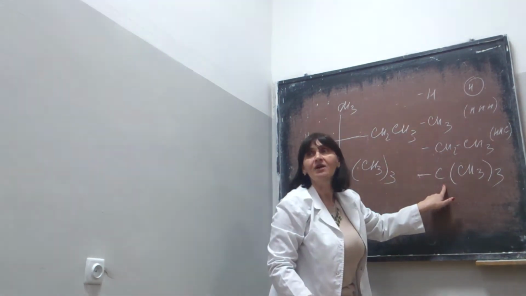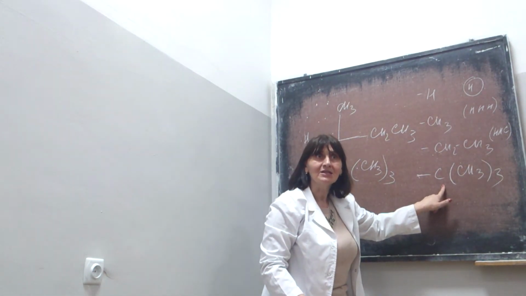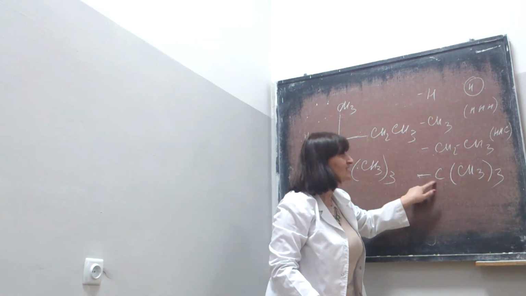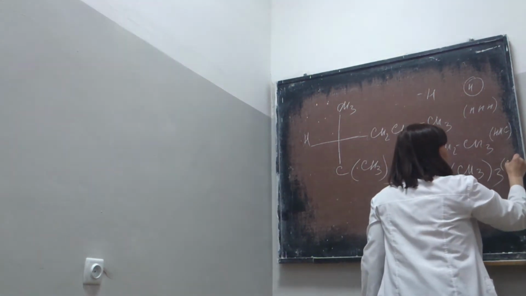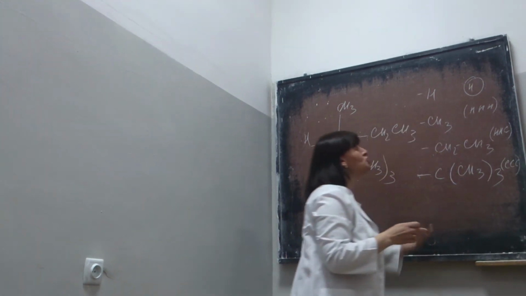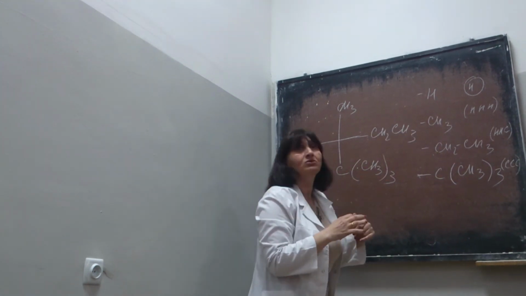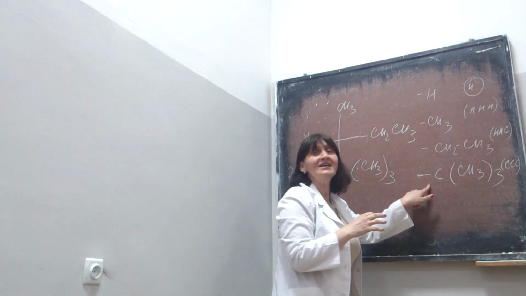Now what about this 3 carbon? C, C, C, 3 carbon. Because after this carbon, you have 3 carbon CH3 groups. Higher. So, C, C, C. So, which one is number 2? This C. This one is number 2.